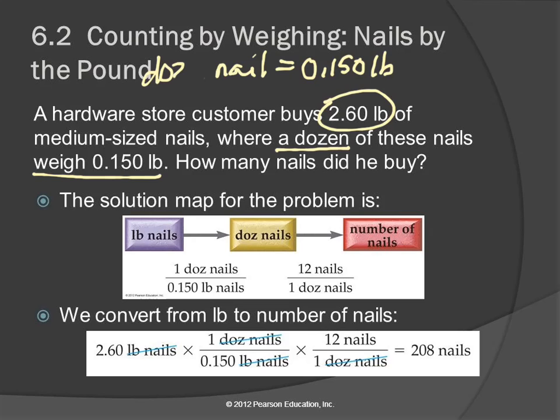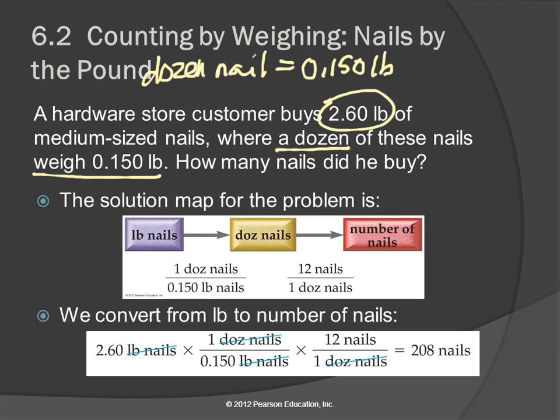Dozen. Accidentally put a shortcut in there. Sorry about that. Pounds to dozen to number. Then we divide by pounds, we divide by dozen, the units cancel out, we do the math, and we come up with 208 nails.